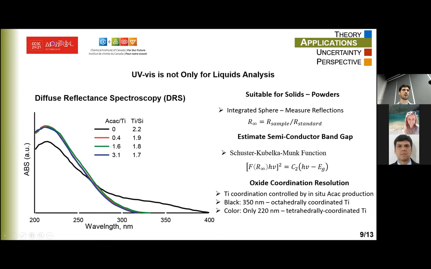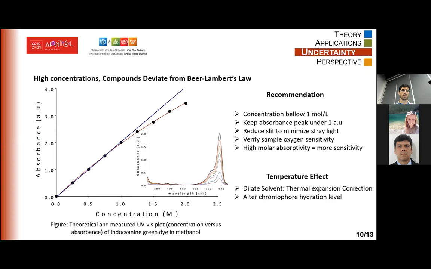And here I'm presenting on this graph one application where the oxide coordination resolution is given based on the interaction of the acetylacetone with titanium. The titanium coordination is being controlled by the in situ acetylacetone production, where we can see on the line in black that there is a response at 350 nanometers that corresponds to the octahedrally coordinated titanium, while when there is the presence of the acetylacetone, this response is not present anymore, and now we have just the response at 220 nanometers, and that corresponds to the tetrahedrally coordinated titanium.